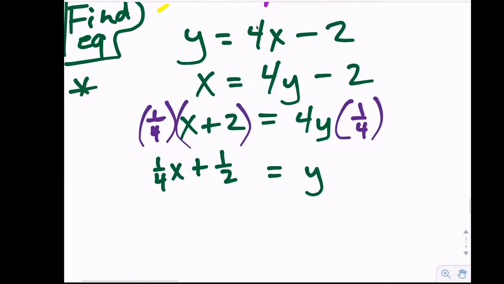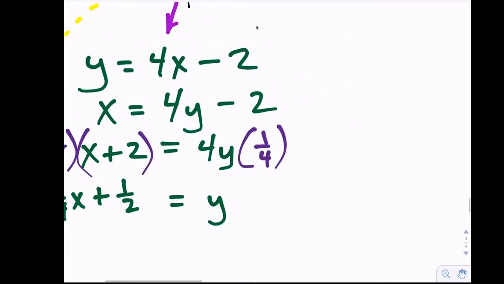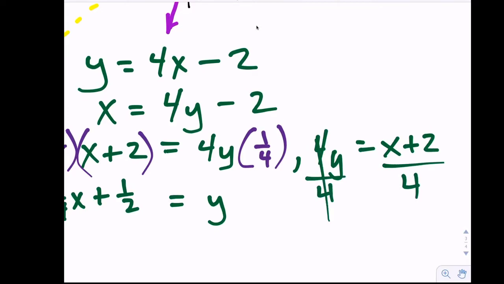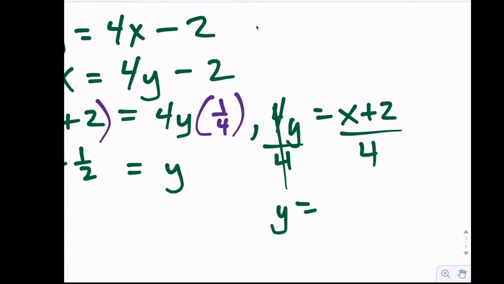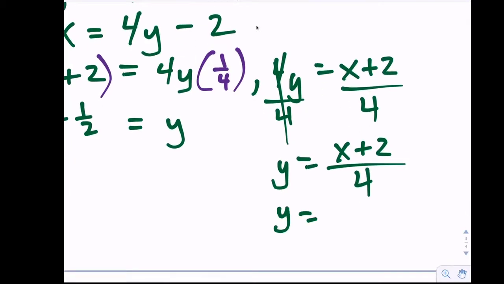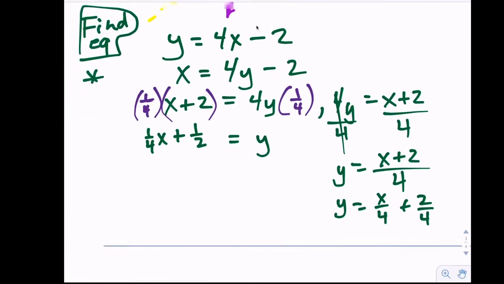Well, what happens if you divide by 4? Oh, yeah. Same thing. Well, why would I do it this way? Well, let me show you. If you divide by 4, no big deal. You're going to get y equals x plus 2/4, which is fine. But to get it back into a linear format, mx plus b, you would then have to split it up, right? y equals x/4 plus 2/4, and then simplify that, and guess what you're going to get? You're going to get 1/4 x plus 1/2. So it's the same thing.